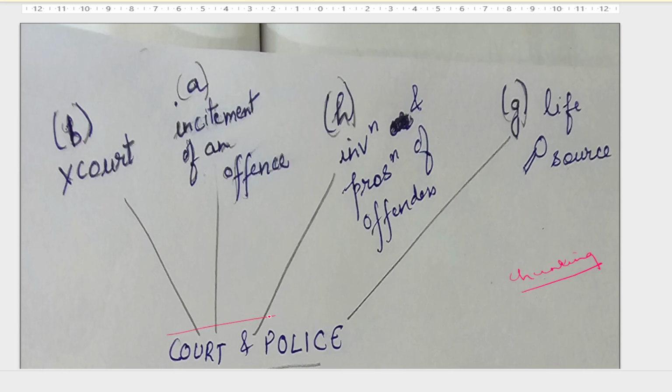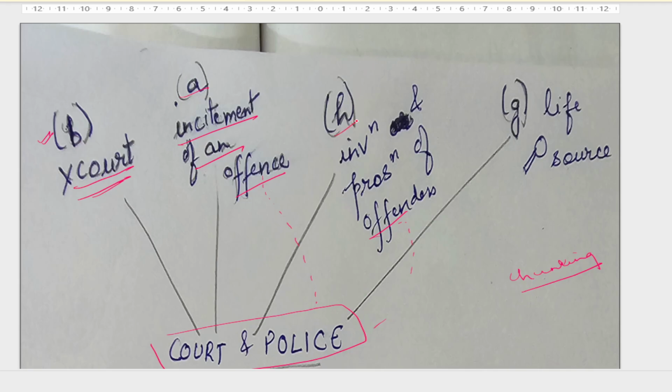So the first group we have made is court and police. All these exceptions are in some way related to court and police. Information forbidden by a court of law from disclosure cannot be disclosed under the RTI Act under subclause B of Section 8. Then offense, it is somehow related to police and court. So information which leads to incitement of an offense cannot be disclosed under subsection A of Section 8 of the RTI Act.